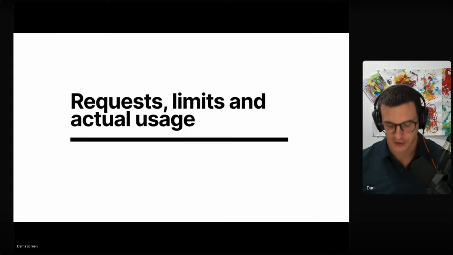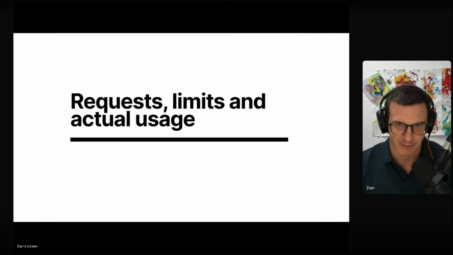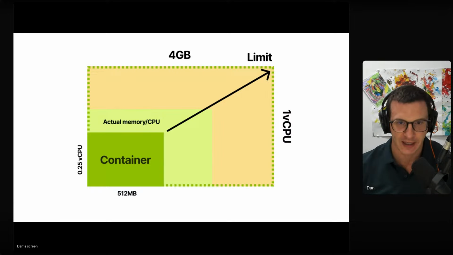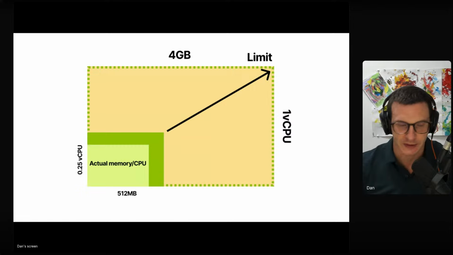But the real challenge right now is, okay, I know what to do with memory limits, I know what to do with CPU limits, but how do I get the right requests for CPU and memory? So we said that actual memory and CPU can fluctuate between requests and limit, and can also be lower.